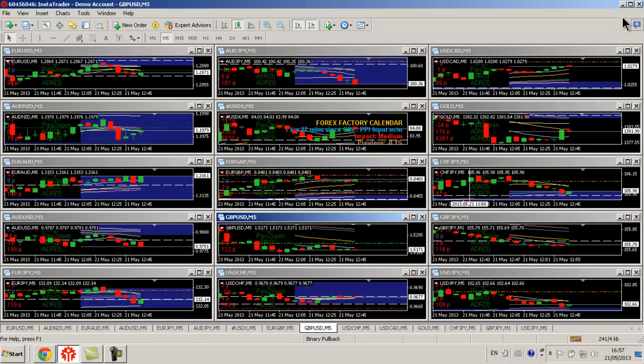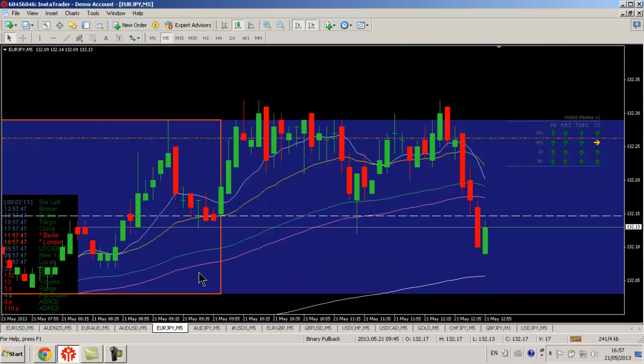Okay, let's have a look at something else. Let's see what else is looking good. You'll start getting fast looking at this. Let's see what's happening there. Euro Japanese yen. Okay. Right, let's have a look at this. Euro Japanese yen. So obviously Europe's open. It says Berlin here, but it could be Frankfurt. So it's German time.